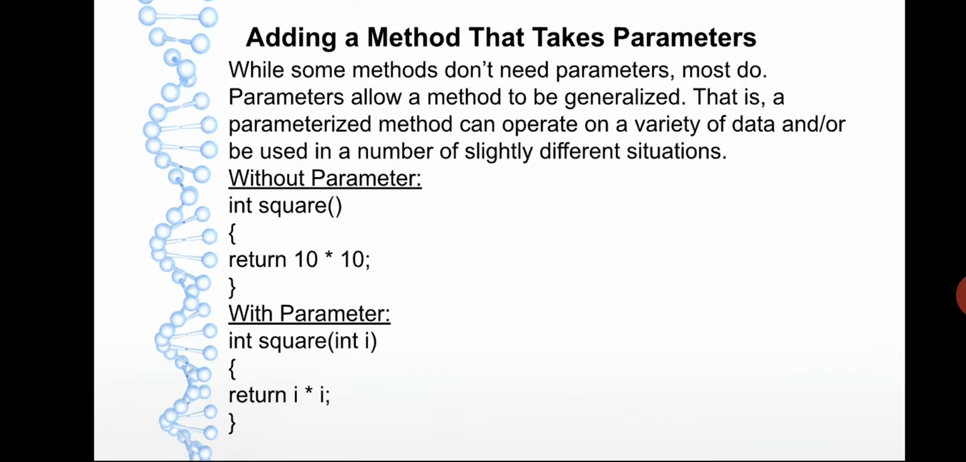Now you can see the syntax over there. The first one is without parameter. The return type is int, the method name is square, and inside the square you have return 10 into 10. That is one instruction. But in the second example, with the parameter, the return type is int, the method name is square, and inside the square you have one parameter, that is i. So i will have an integer value. Now here, return i into i. So whatever value you pass when you call the square method, the same value will be multiplied twice and returned to the calling method. That is the thing. Fine.